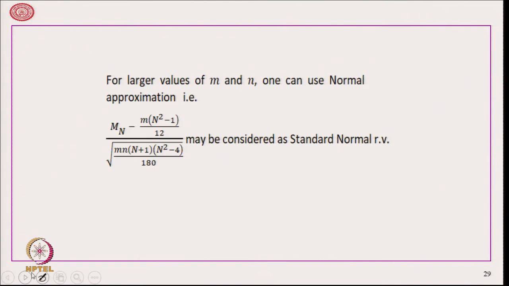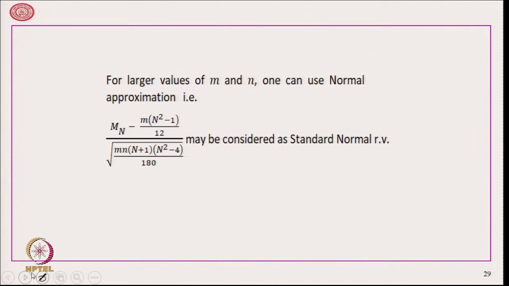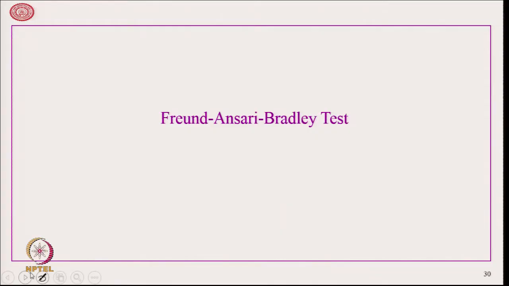When m and n tend to be large, then one can, as before, use normal approximation, and by now you already know how to standardize it. It is Mn minus the expected value of Mn, which is small m into (N square minus 1) upon 12, divided by the standard deviation of that, which is this large expression, and that is going to be standard normal. Therefore, the way we have done for the Mann-Whitney or Wilcoxon rank sum test, in a similar way we shall test it from the normal table. We shall check the value and decide whether to accept or reject the null hypothesis. So, that is about the Mood test.